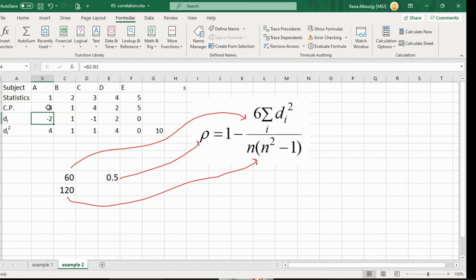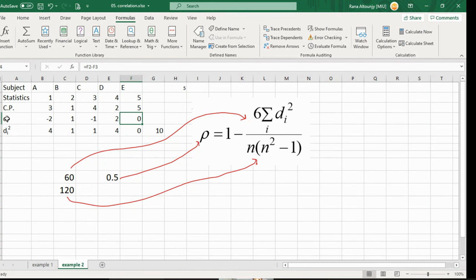Di is the difference between the ranks, the rank of the first subject minus the second one. So it's 1 minus 3, minus 2. 2 minus 1, 1. 3 minus 4, minus 1. 4 minus 2, 2. 5 minus 5, 0. This is the di, so di is related to the difference in the rank.